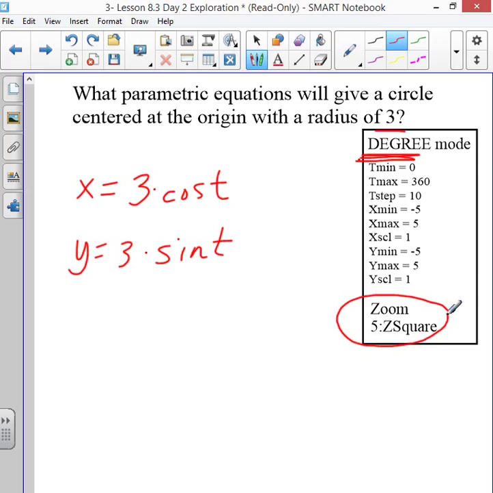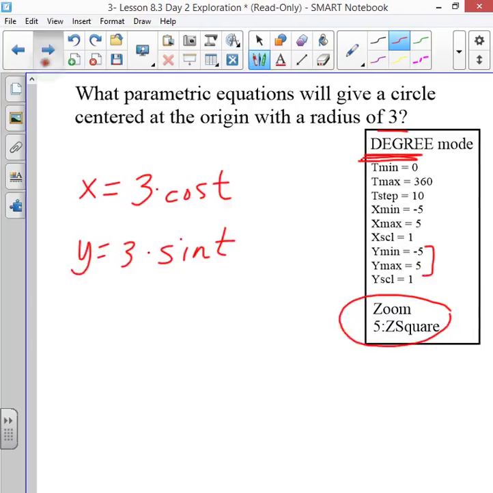What it'll do is make your x and your y scales actually the same size, because your screen's actually a rectangle, not a square. And so it'll make it look a lot more like a circle, but doesn't actually change your graph. So if you go back to the window button, then you'll see these numbers are probably the ones that changed, and that's okay. So you got a circle with a radius of 3.